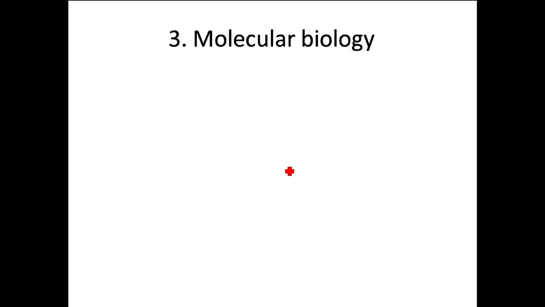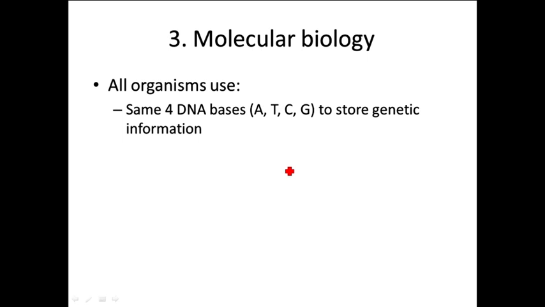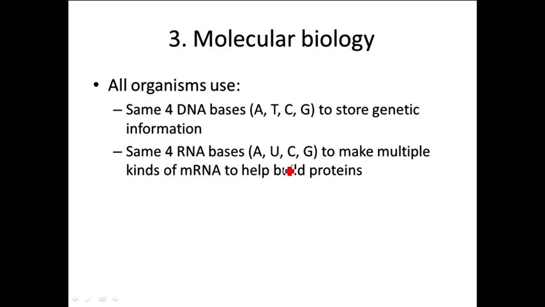All right, so first of all, molecular biology. All organisms use the same four DNA bases, A, T, C, and G, to store genetic information. They use the same four DNA bases in the same way, as well as the same four RNA bases in the same way to help build proteins, and the same 20 amino acids to build proteins. Okay? We talked about that a little bit before when I said the genetic code was universal.